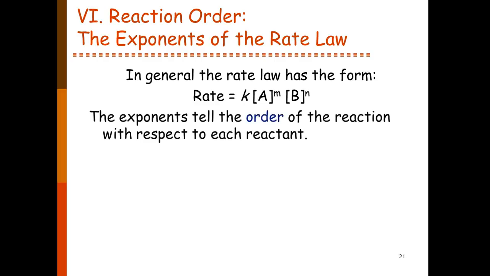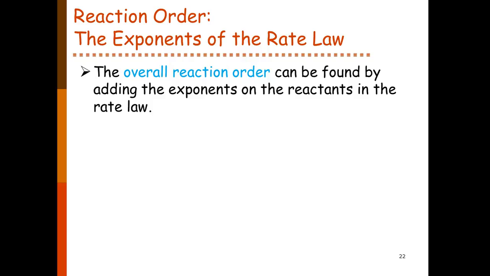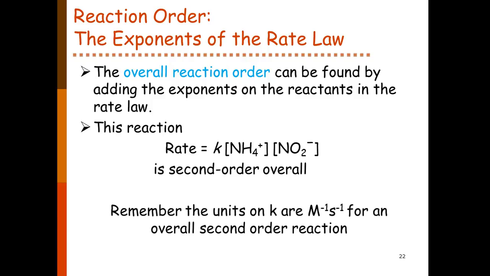When we look at the exponents in the rate law, m and n, that tells us what we call the order of the reaction. So we say it's first order with respect to the ammonium ion, it's first order with respect to the nitrite ion, and it's overall second order because we add the order for the ammonium ion and the order for the nitrite ion. Units on K for an overall second order reaction are per molar per second.